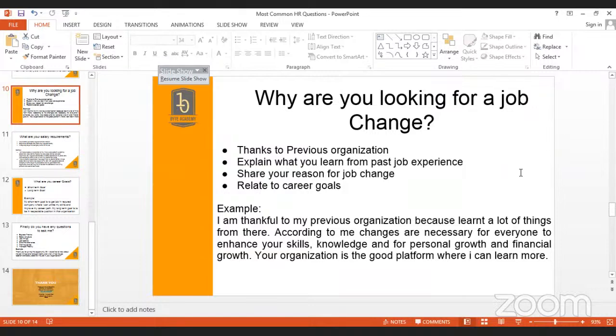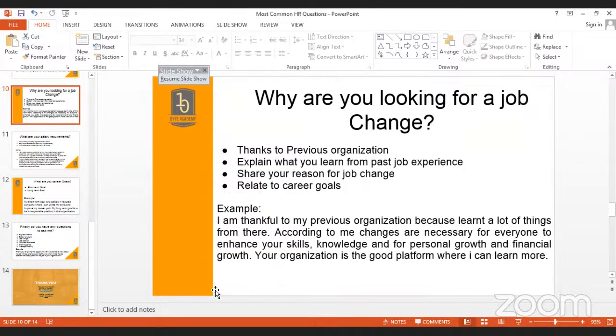Explain what you learned from your past job experience. Yes, as I said just now, explain what are the things you learned in the past and how you can contribute that knowledge to the future job roles and responsibilities, right? So mention those things as well. Share your reason for the job change related to the career goals, right? Everybody has different career goals, right? So relate it to your career goals, right?